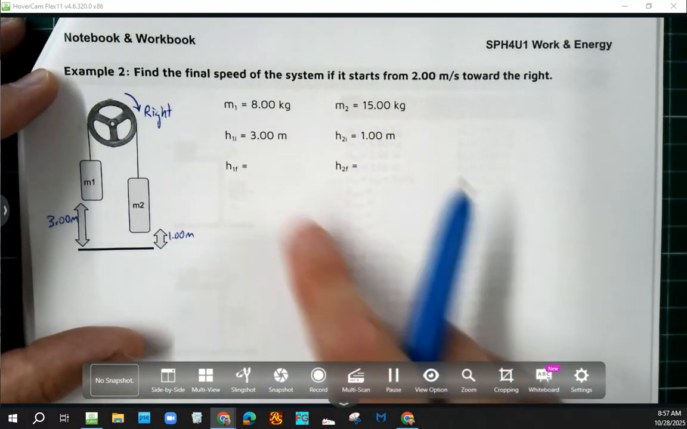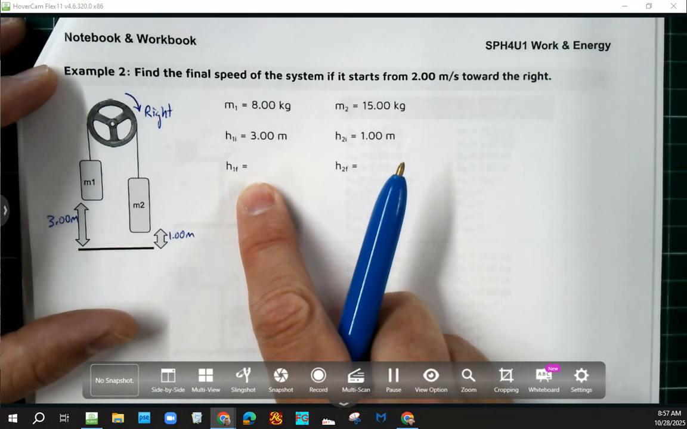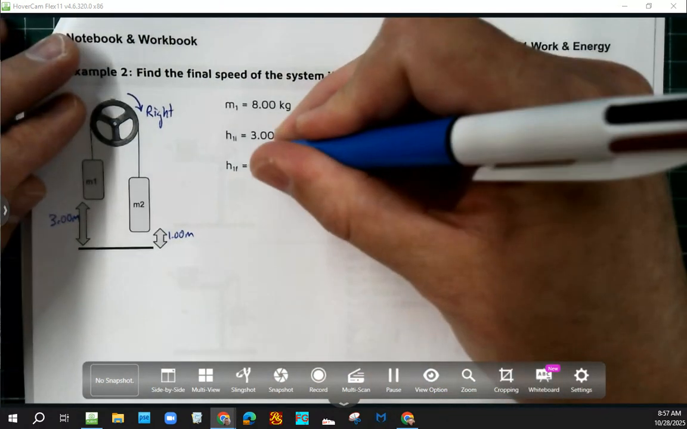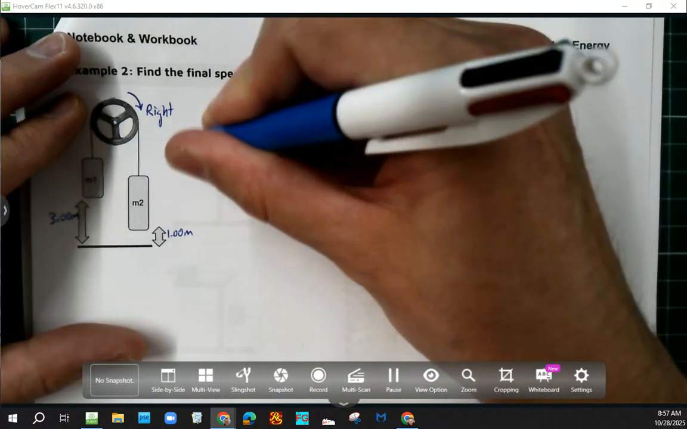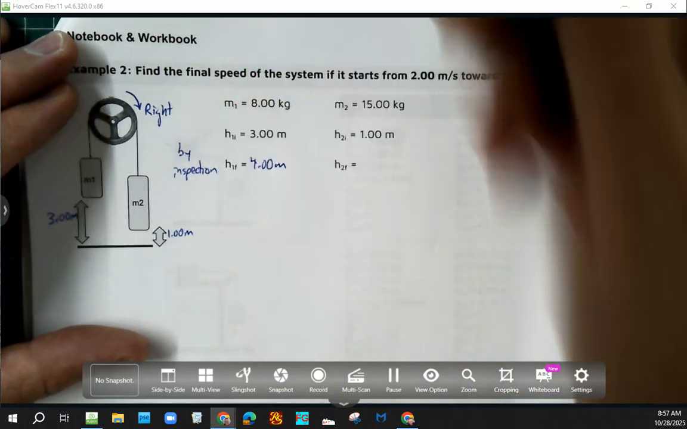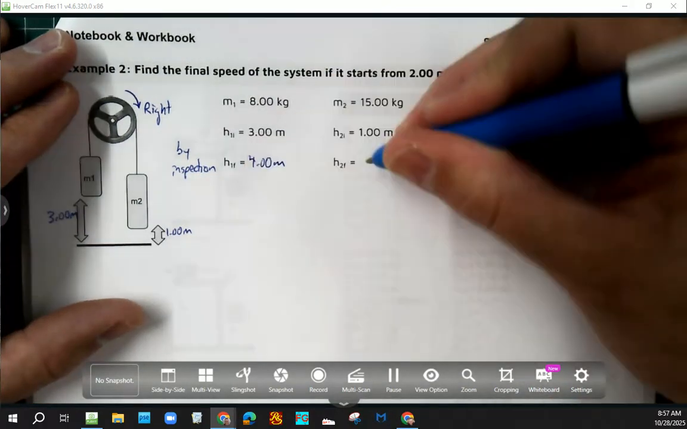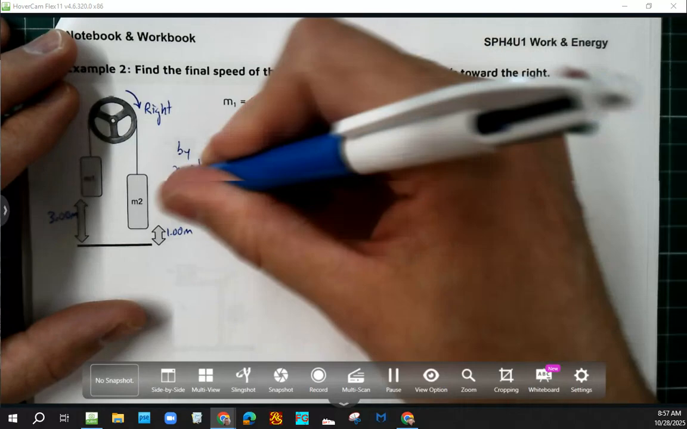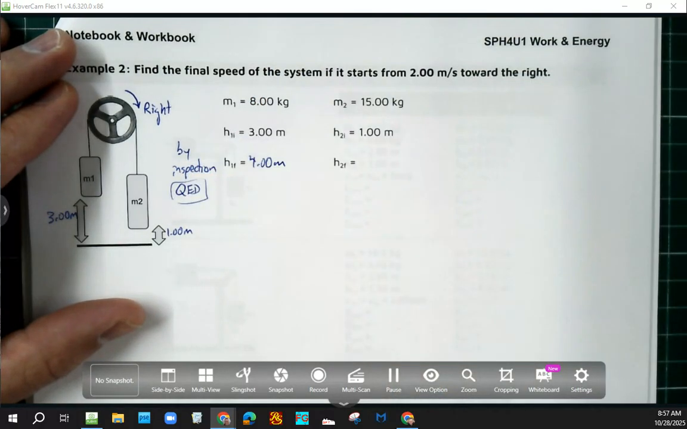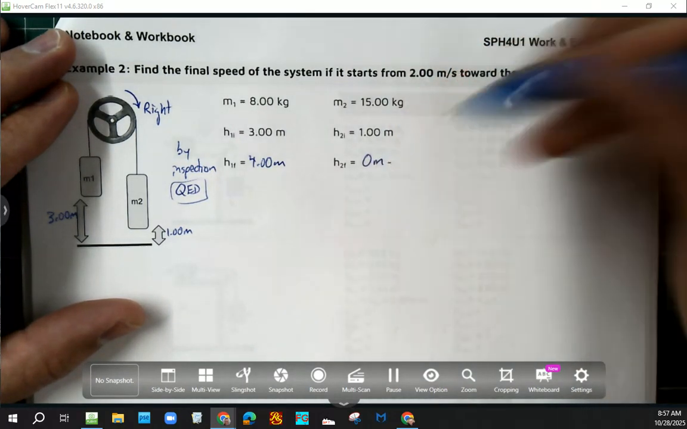But when it hits the ground, I don't think we need to come up with any fancy formulas for this. Can you guys tell me, what's the final height of mass 1 going to be? 4 meters, that makes sense. And we could just say, by inspection. That's a nice words way of saying I figured it out because it makes sense, okay? You could also say QED. You can look up the Latin on that one, but my friend Alex always said it was quite easily done. Anyway, this is 0 meters.